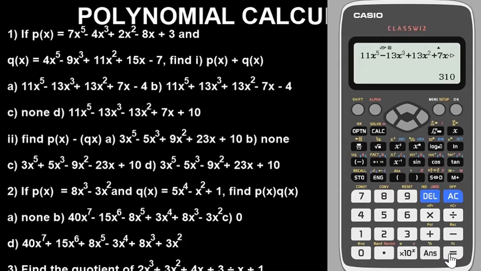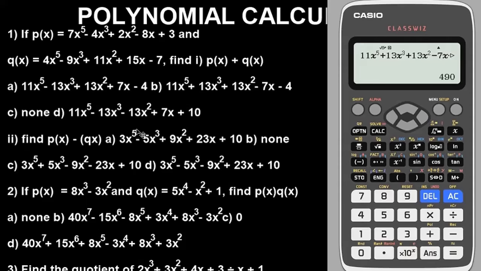Option A. But let's check option B and see if we have something closer or similar. But I doubt the answer is option A, but let's still verify. Let's quickly do the adjustments here. Sorry, we have to remove the plus and put minus for option B. Remove this here and put plus. I think it's correct. Let's press equal to 490.